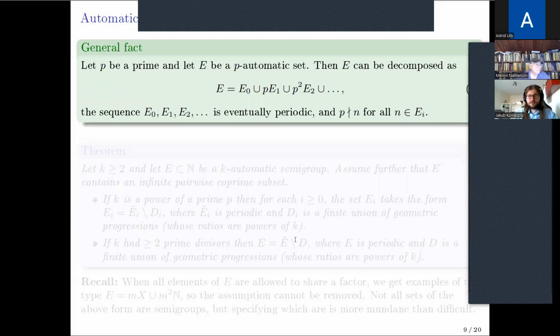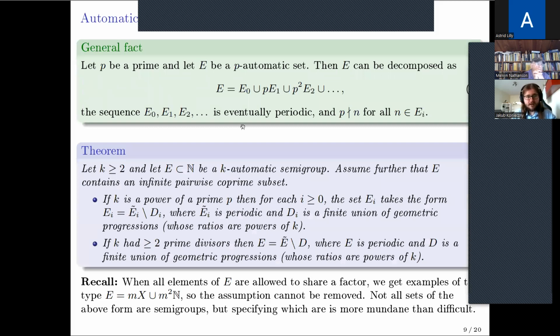Okay, now let me move on to the main subject of this talk, namely the semigroups. Now, any p-automatic set for a prime p can be uniquely decomposed as a union of sets: the elements that are not divisible by p, the ones that are divisible exactly by p, the ones that are divisible exactly by p squared, and so on and so on. And if our set is automatic, then the sequence of sets E0, E1, E2 is eventually periodic.